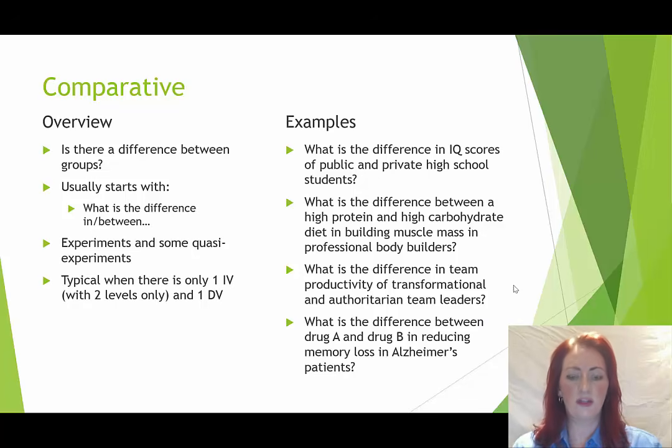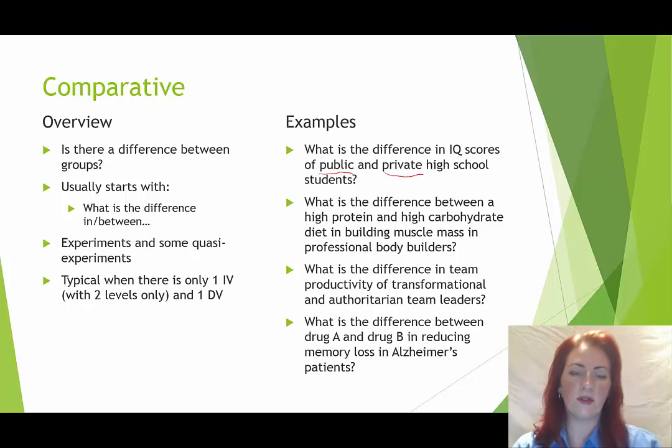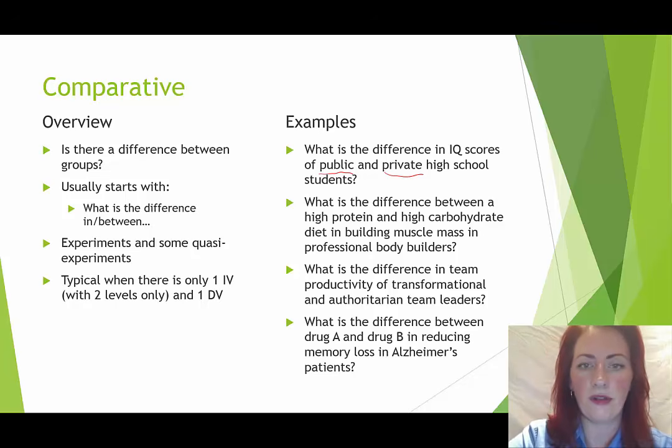So, in this case, we are looking at the difference between two groups, and those two groups are the public and the private high school students. And what we're measuring are IQ scores and seeing how they differ between those two groups. And the second example, what is the difference between a high protein and a high carbohydrate diet in building muscle mass in professional bodybuilders?